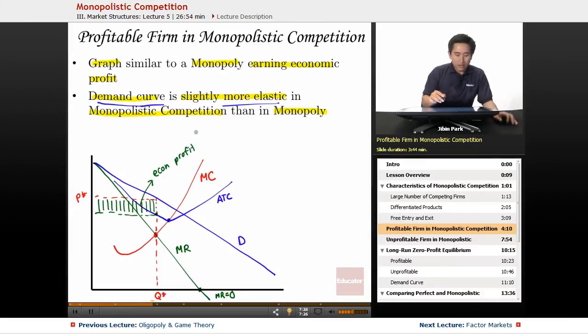Now again, you could draw basically the same exact graph for a monopoly in long-run equilibrium earning economic profit. Now again, in the long run, this cannot happen because in the long run, for a monopolistically competitive firm, all the profit is driven out. But for all intents and purposes of drawing the graph, there really is no difference between a monopoly making profit and a monopolistically competitive firm making profit. It's the same graph.